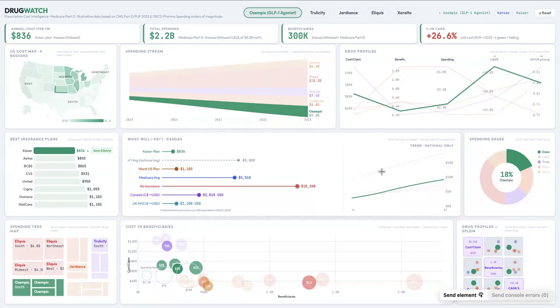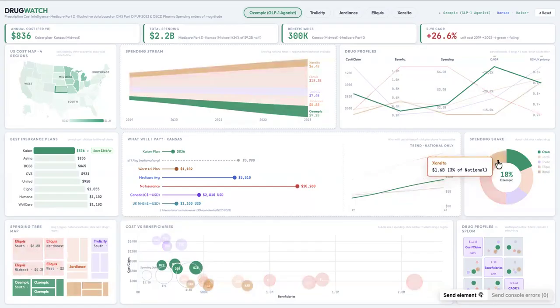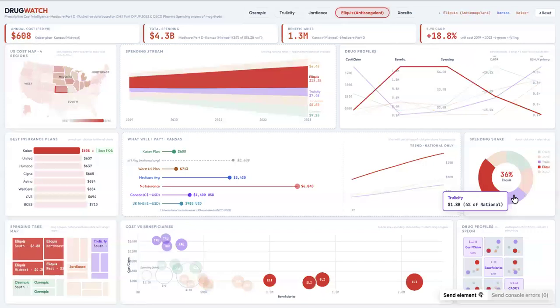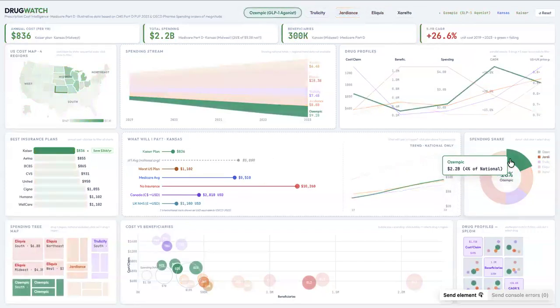And this is the graph showing the trends. And this is one of the good ones. This is the spending share of Medicare. Medicare is something which the government provides.